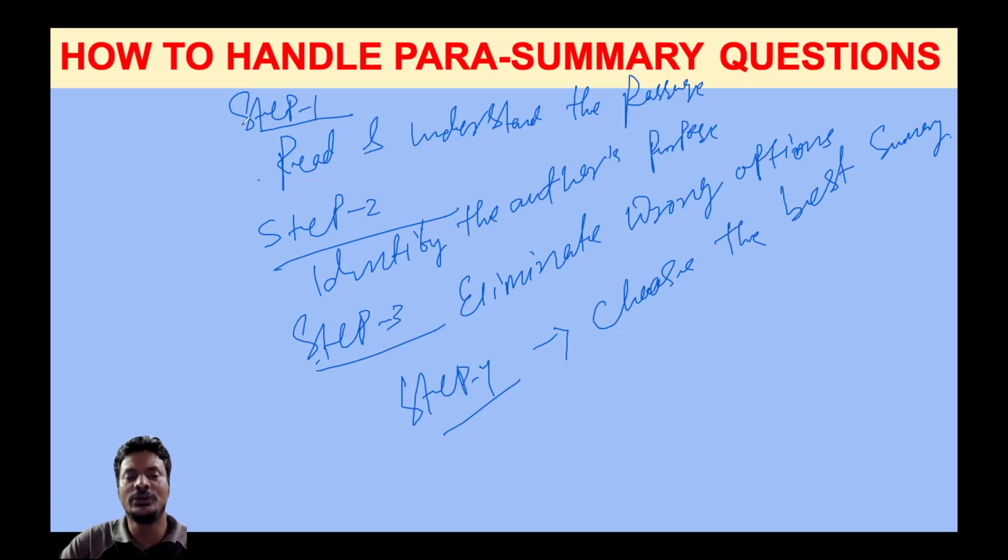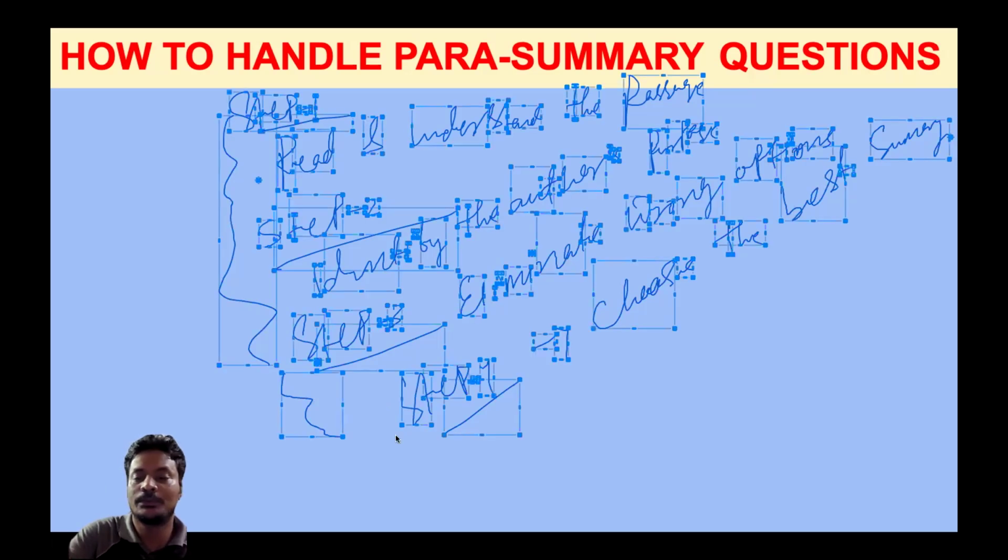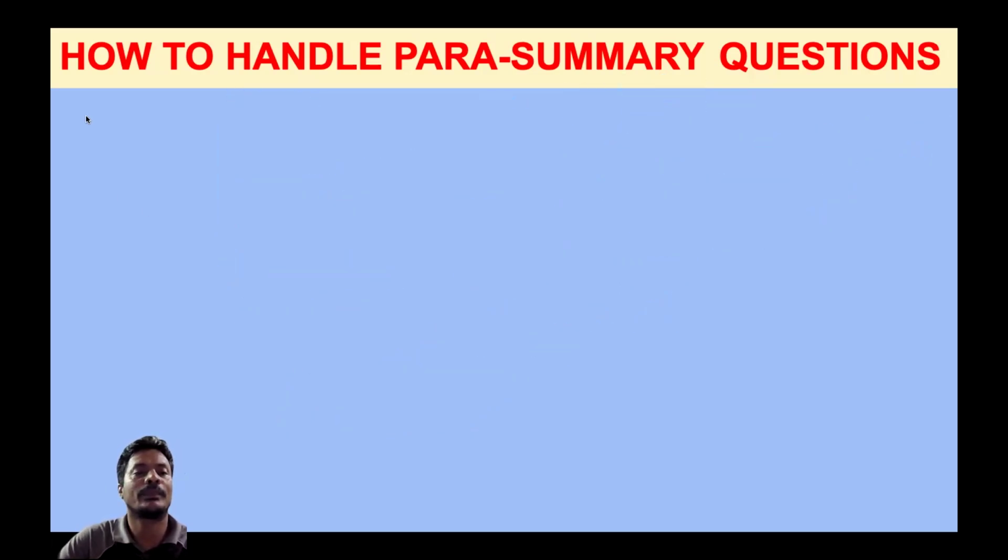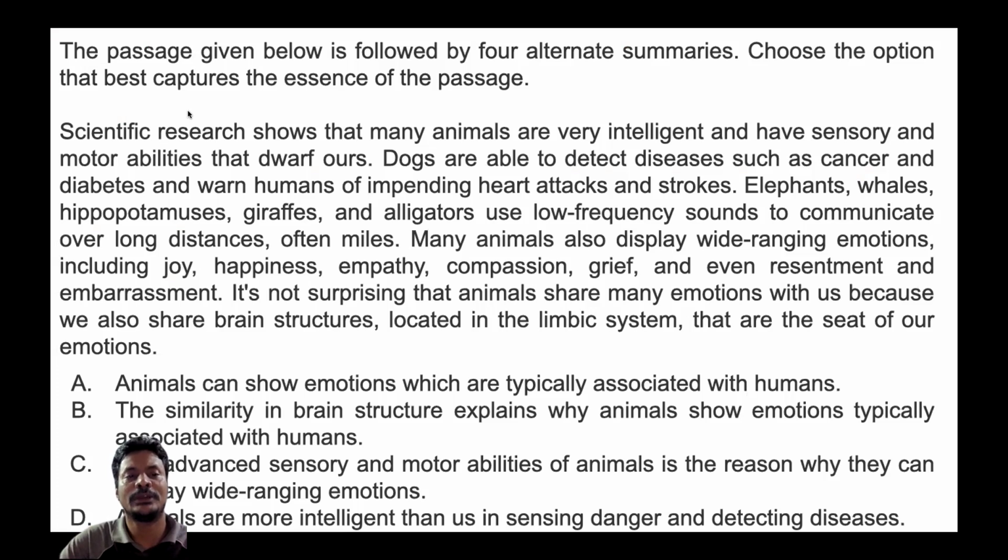Now we will follow one example from last year's CAT exam, and on the basis of that we will understand how to handle a parasummary question. So let me take you to one of the questions here. It says the passage given below is followed by four alternate summaries, and we need to choose the option that best captures the essence of the passage.